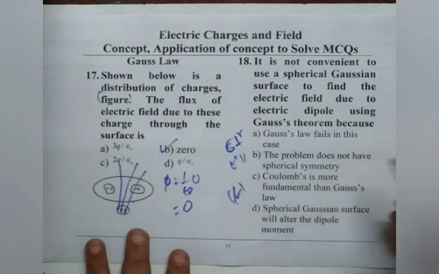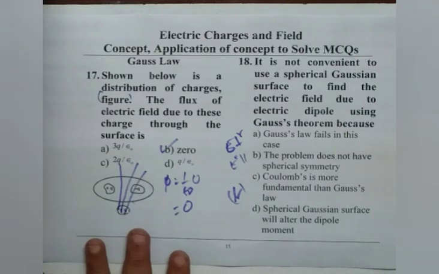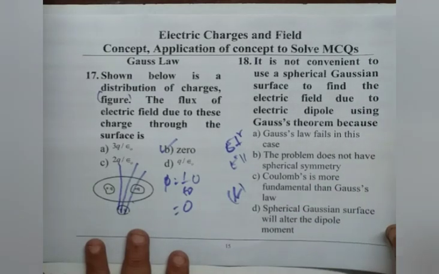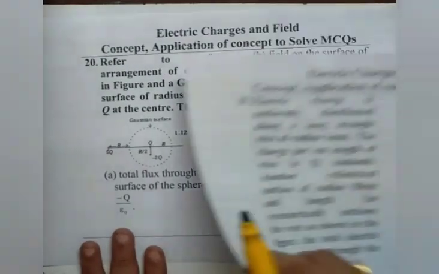We read options C and D also. Coulomb's law is more fundamental than Gauss law. That's not like that. Fourth option, a spherical Gaussian surface will alter the dipole moment. That will not. Therefore, option B is right. Now we think of the 19th question.